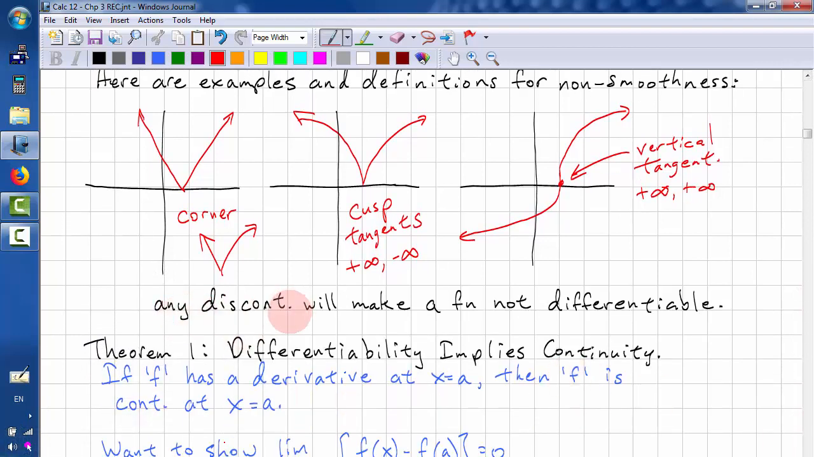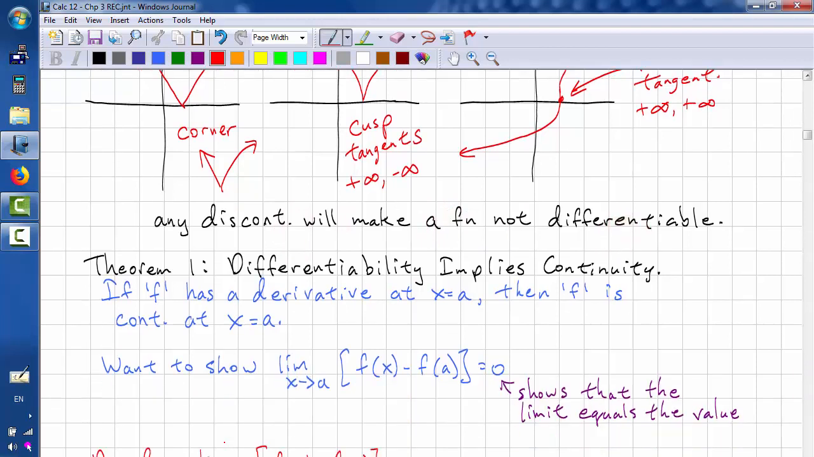Also, any discontinuity will make a function not differentiable. Here's the theorem. Differentiability implies continuity. If f has a derivative at x equals a, then f is continuous at x equals a.